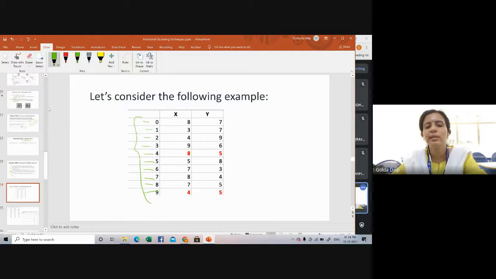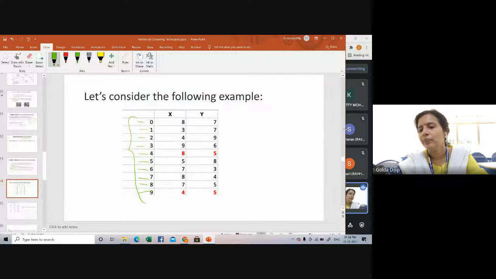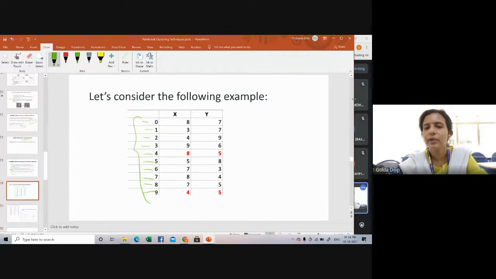So for each object, the coordinate values are given here. Request all of you to make a note of the data set, so that you don't sleep in the class. Otherwise, in the mid-afternoon, 1:30, when you're listening to this, you will not feel like paying attention. So that's the reason. Please note down the data set. 10 objects with its coordinate values.